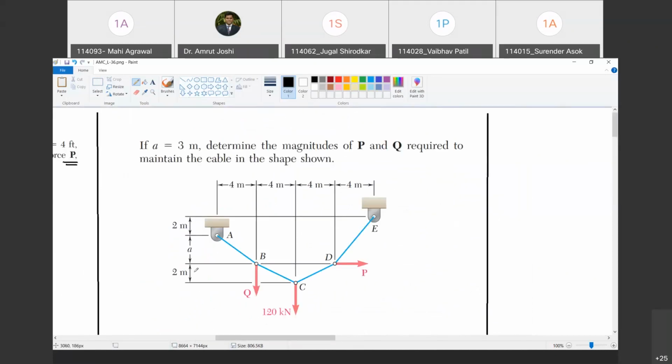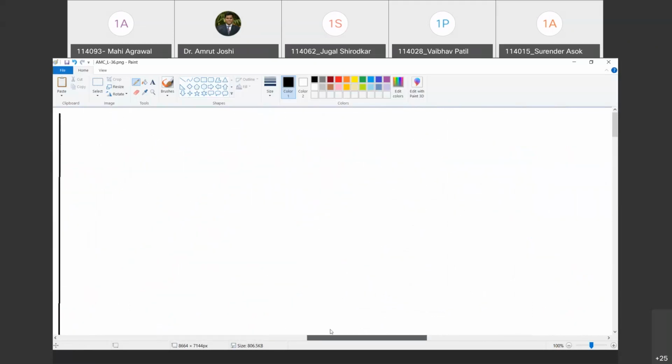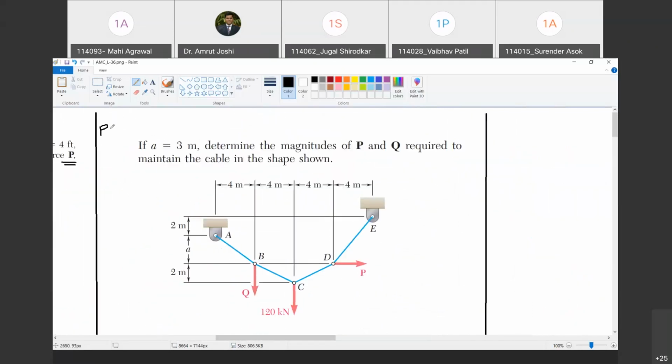Now let's go to the next problem. Can you read the problem statement for me? Problem number 59. If A equals 3 meter, determine the magnitudes of P and Q required to maintain the cable in the shape shown. So we have to determine magnitudes of two forces, P and Q, so that we can maintain the shape of this cable. This is what is asked, and you have been given that A is equal to 3 meters.